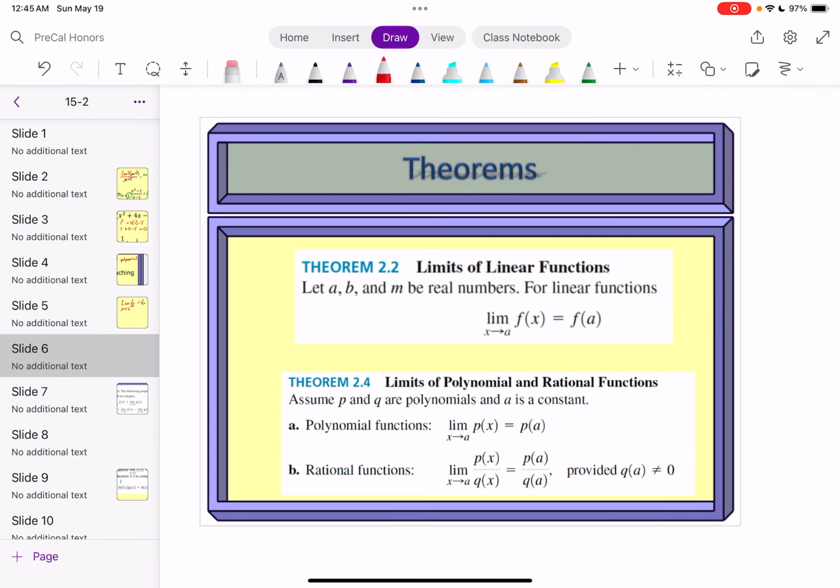Slide 6. In slide 6, we go over two different types of functions, either polynomials or rational functions. Now, polynomials are just straight functions, going from the left side to the right side, while rational are fractions. Number one thing to keep in mind is that anytime that you do have a rational function, remember, your denominator cannot be 0. So as long as the denominator is not 0, you should be able to come up with a final answer.